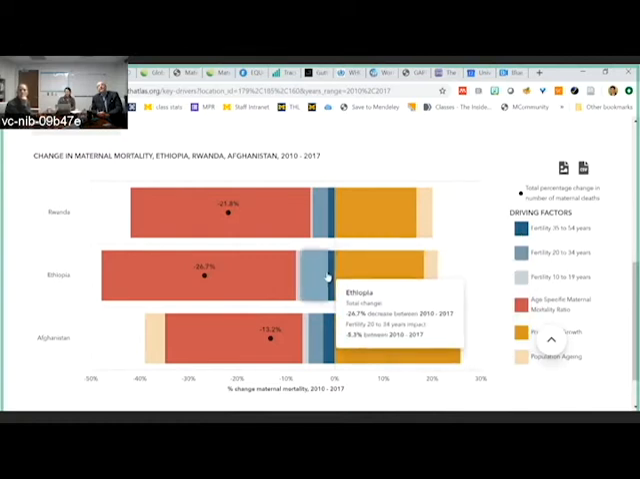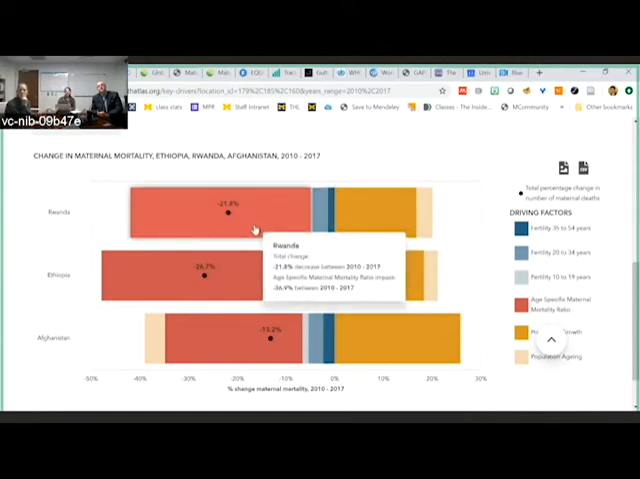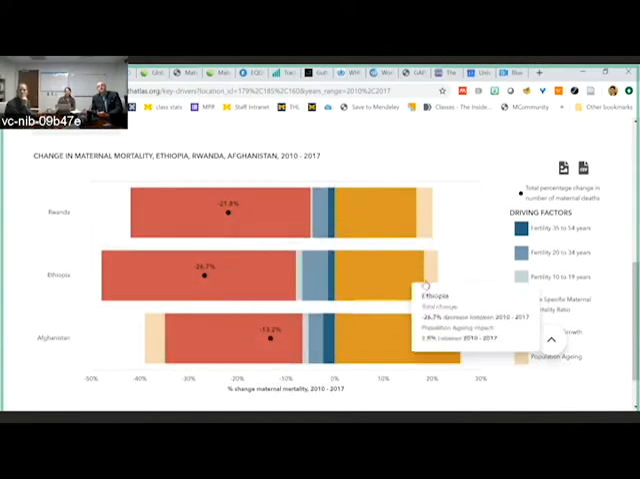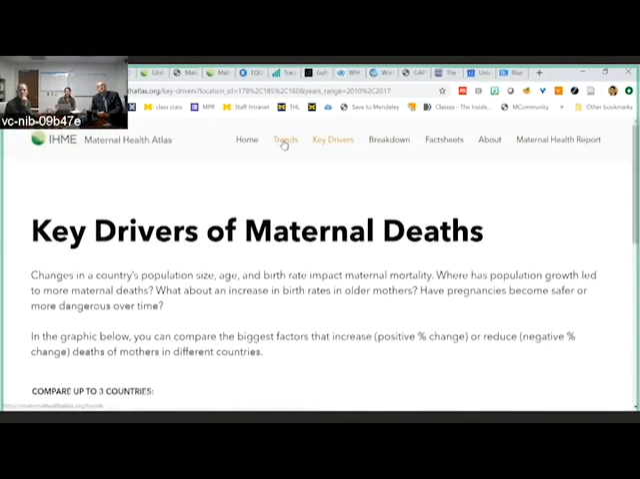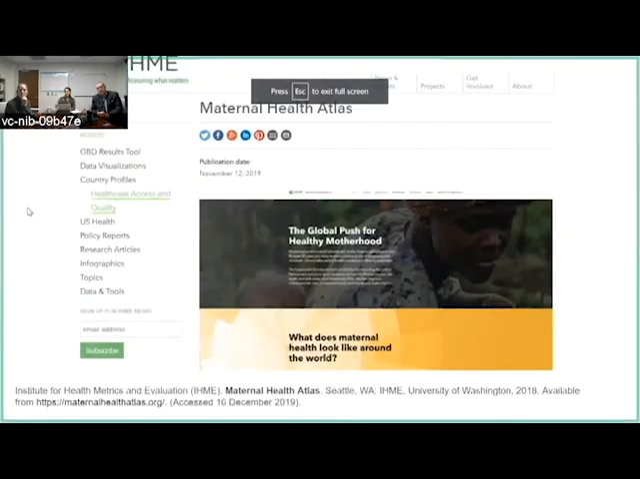You'll also see fertility changing, and you can compare these. You may want to compare other countries as well. I'm not showing you the entire aspect of the trends and the breakdown and fact sheets. I'd like you to do some investigation on those as well. I'm going back to my presentation.